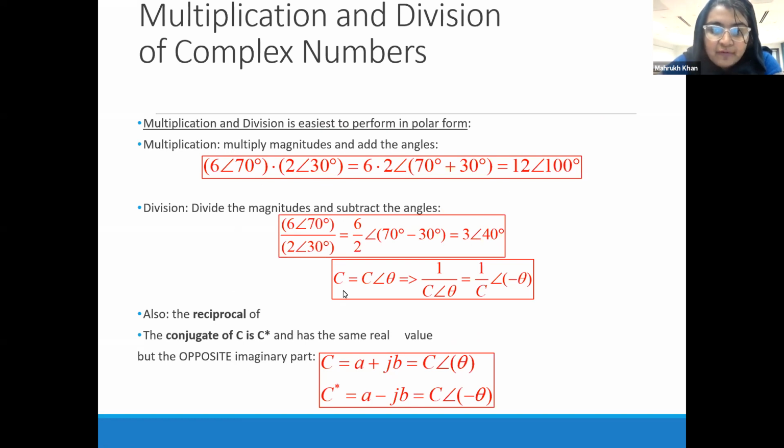And the reciprocal of c theta is actually 1 over c theta, that makes it minus theta. So if you have the reciprocal or conjugate of a complex number, that is just having a negative sign with its imaginary part, okay? Sounds good? Yeah, it sounds good. Okay.